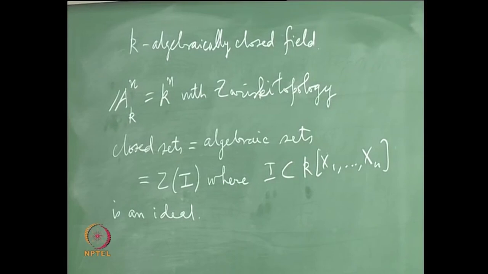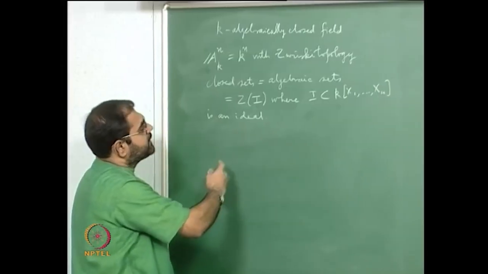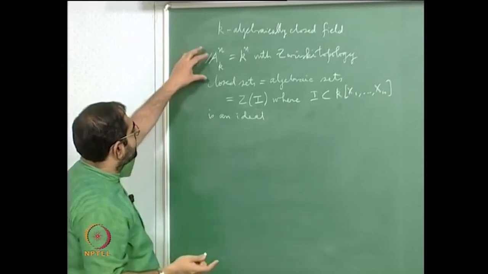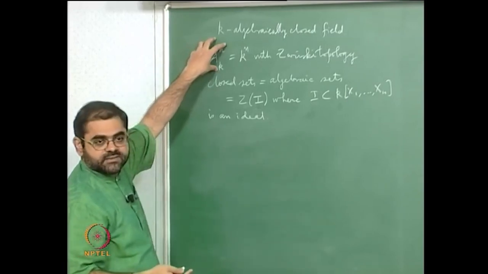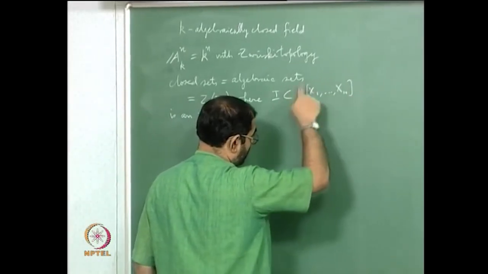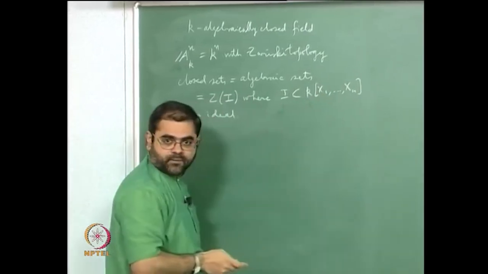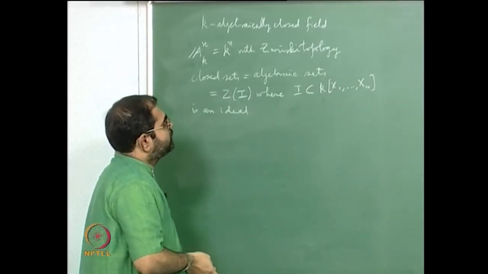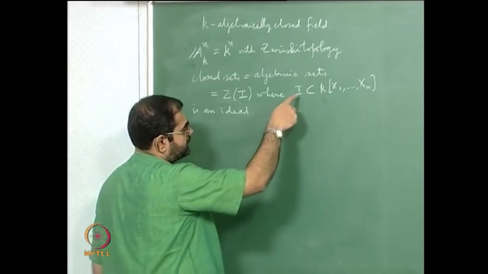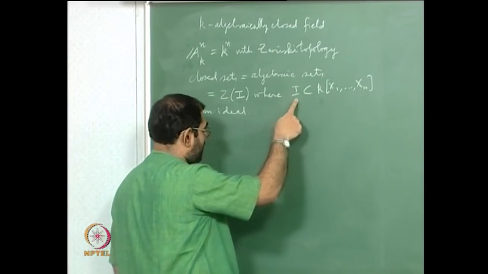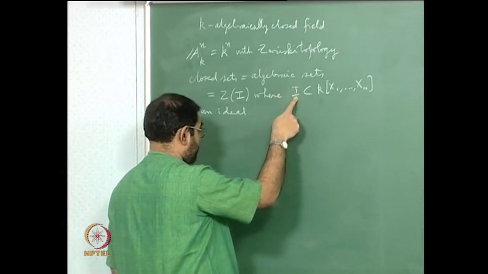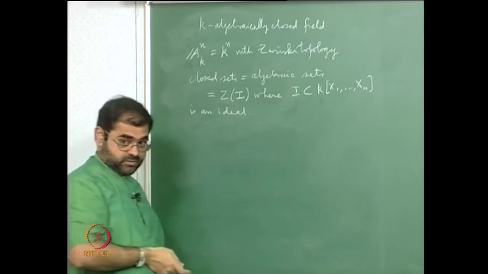And then I told you that the beautiful thing is that there is an algebraic geometry side, there is a commutative algebra side. The algebraic geometry side is the geometric properties of An and its subsets. The commutative algebraic side is the commutative algebraic properties of the ideals here, okay. And as a first result, what we showed in the last lecture was that the ideal I is prime if and only if the radical of I is prime if and only if Z of I is an irreducible closed subset, okay.